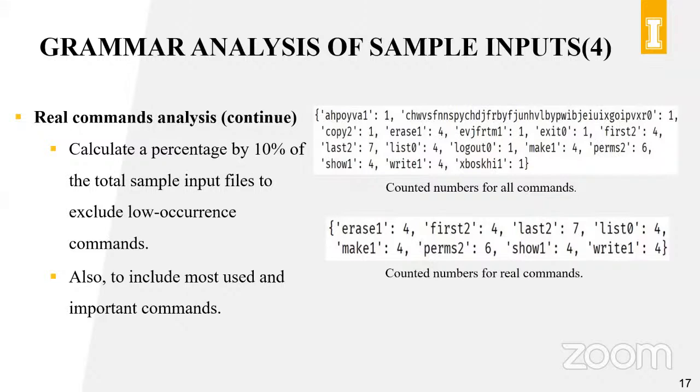There is a threshold calculated as 10% of the total sample input files to exclude the low counts of commands. If the count exceeds 10% of the total sample input files, we consider it a command, and we keep it for further processing.